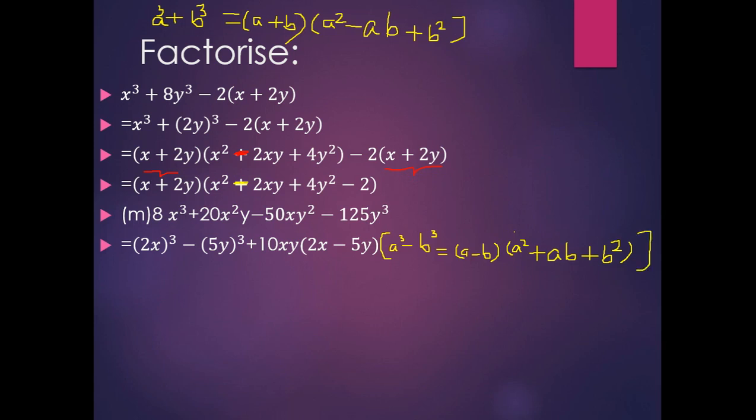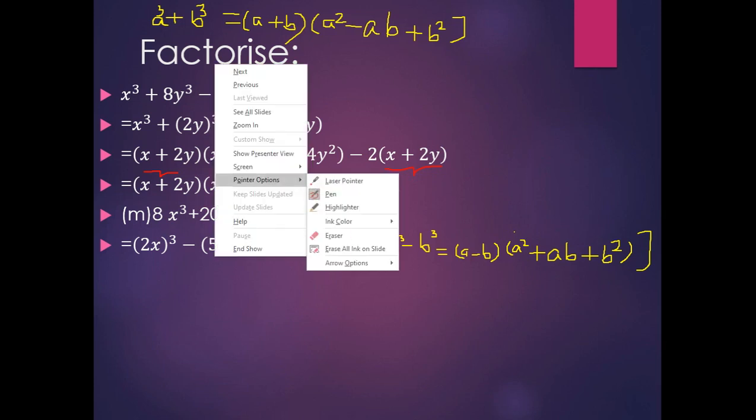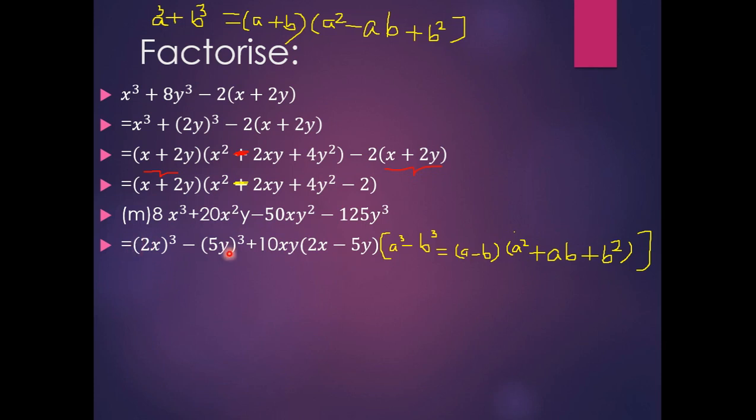So using this formula, in place of a we have 2x, in place of b we have 5y. So wherever there is a we can write 2x, wherever there is b we can write 5y. Then you will get this expression: a minus b, 2x minus 5y, times a square, 2x whole square, that is 4x square, plus a times b, 2x times 5y, is 10xy, plus b square, 5y whole square, that is 25y square, plus 10xy, and 2x minus 5y as it is.